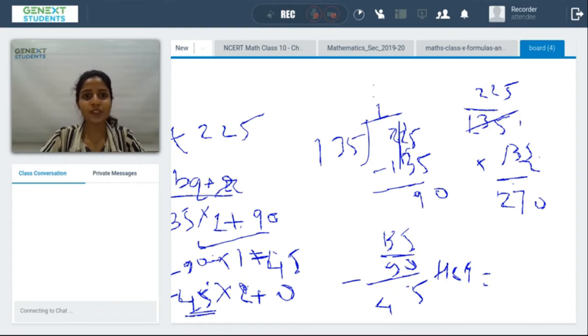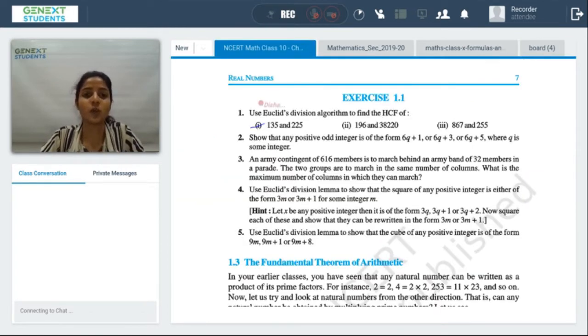Okay. So this was the first exercise. Very important question. We will get this type of question in the exam. Next, we'll be doing question number four and question number five, another three very important questions which will for sure come in your exams. Okay, so in this section, what we have is: show that any positive odd integer is of the form 6q plus 1 or 6q plus 3 or 6q plus 5, where q is some integer. So we have to show that any positive odd integer.